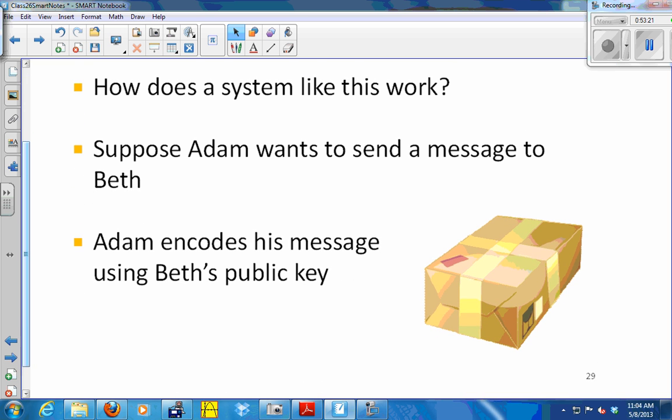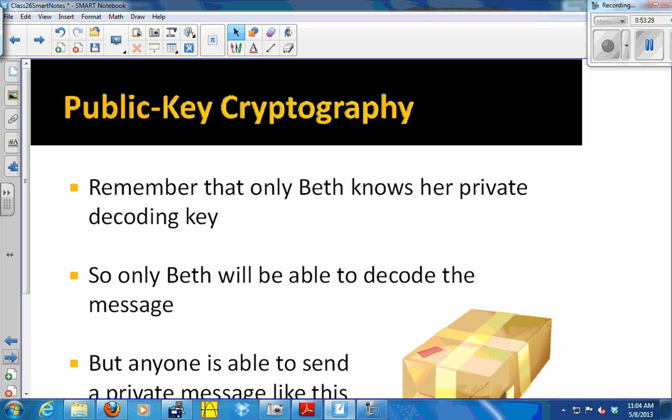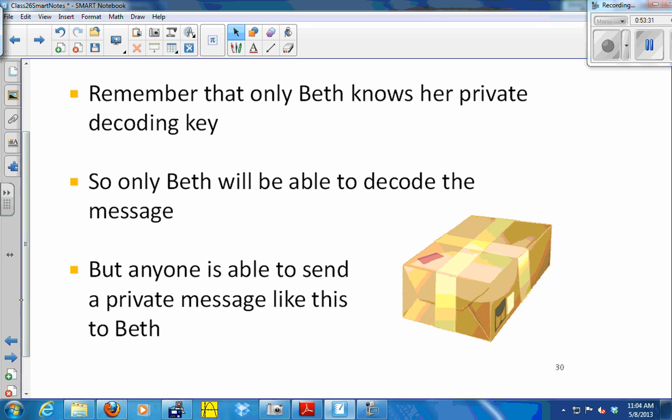So suppose Adam wants to send a message to Beth. He encodes his message using Beth's public key. Okay? Only Beth knows her private decoding key, so only Beth can decode the message. But anyone can send a private message like this to Beth. Anyone can look up the encoding key for Beth, write a message, encode it using that key, and send it to her. But only she knows how to decode it.